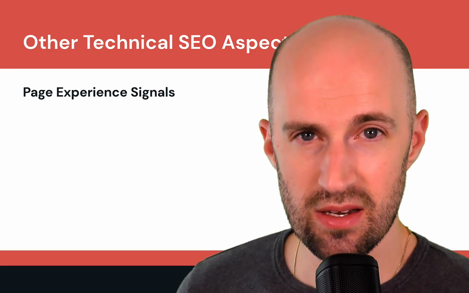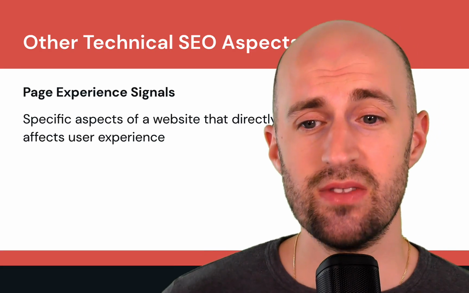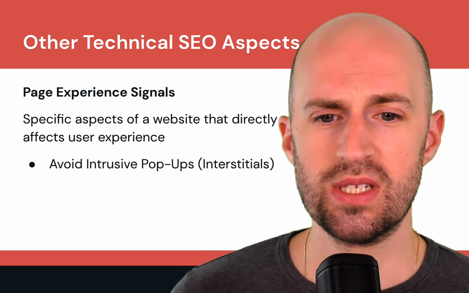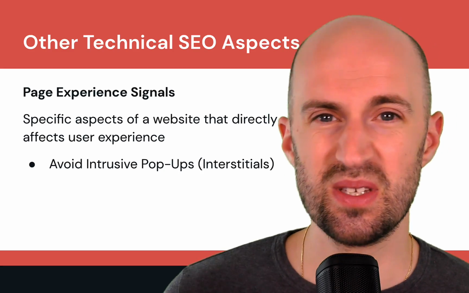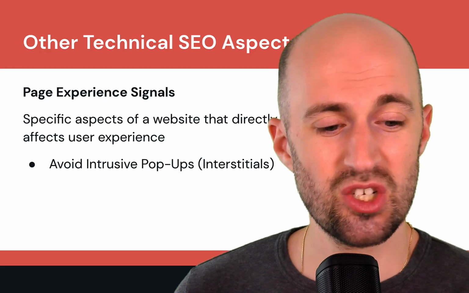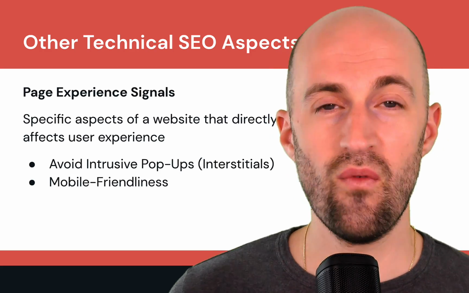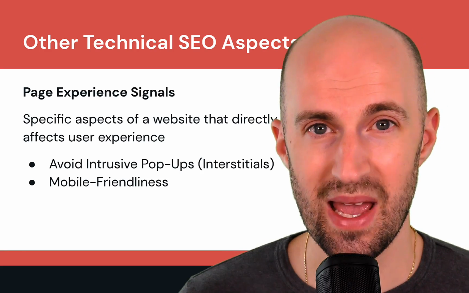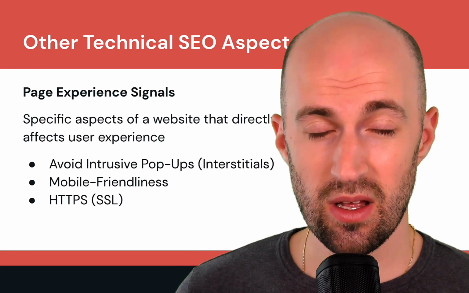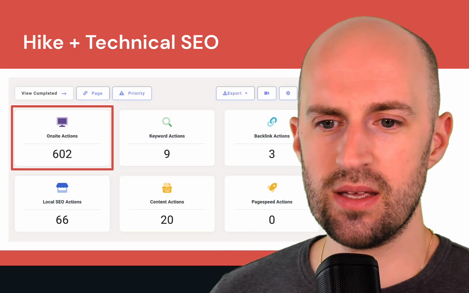Page experience signals. So these are specific aspects of a website that directly affect the user experience. For example, interstitials like pop-ups that pop up without you clicking on anything. These are annoying. They take away from the overall experience. So avoid those. Make sure your page is mobile friendly. Use SSL, so a secure connection. Make sure you have a certificate for that.